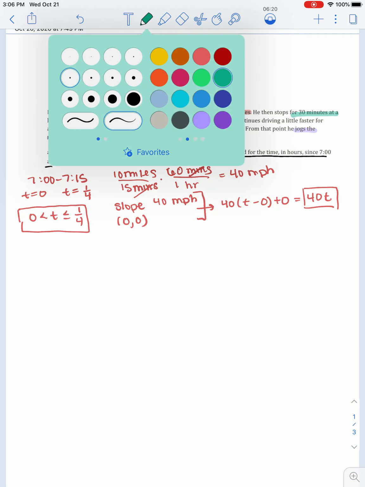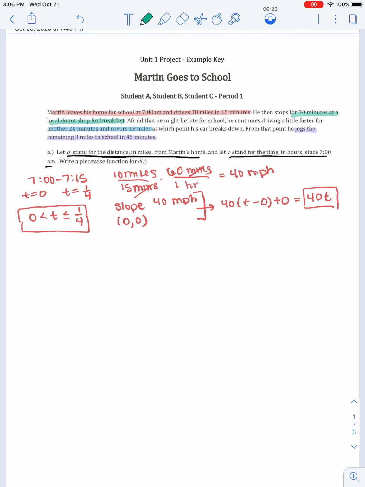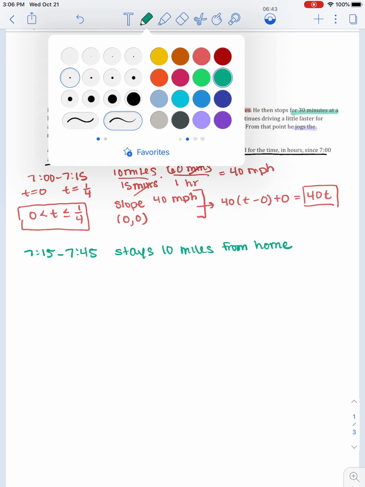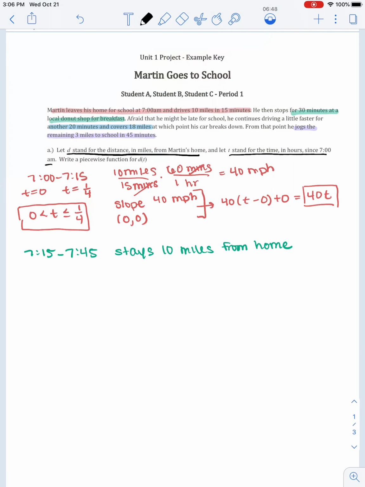Next, he stops at that donut shop. So at the donut shop, for 30 minutes, from 7:15 to 7:45, he's actually staying 10 miles from home. If you were to think about this graphically so far, the graph is not required in this, but it's just something that will help us give a visual of what's happening.